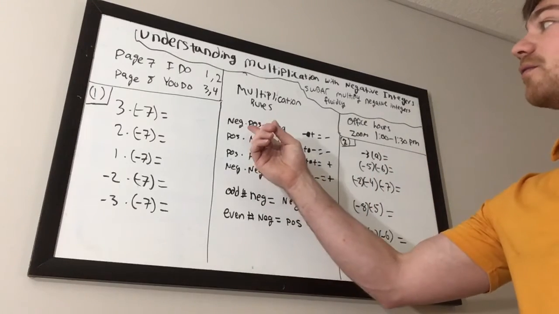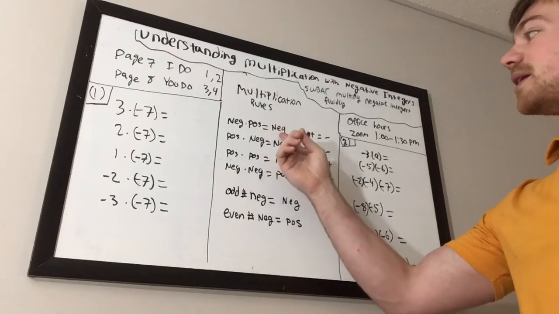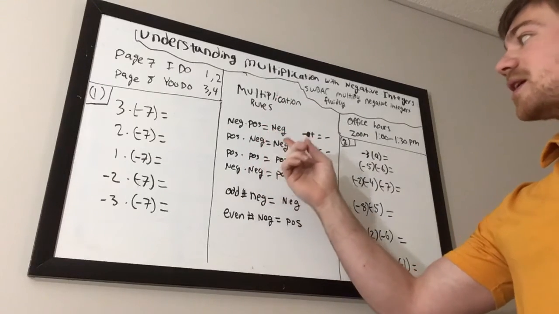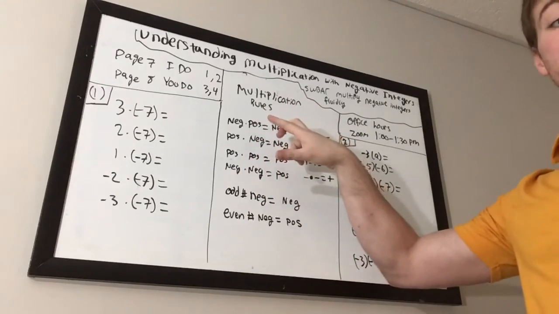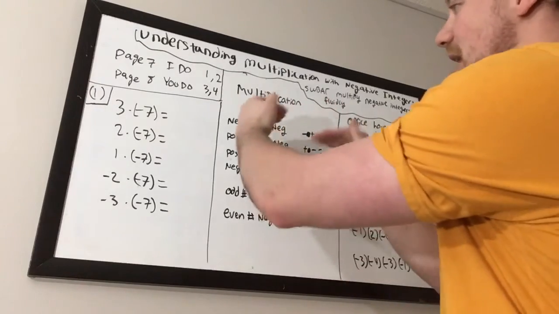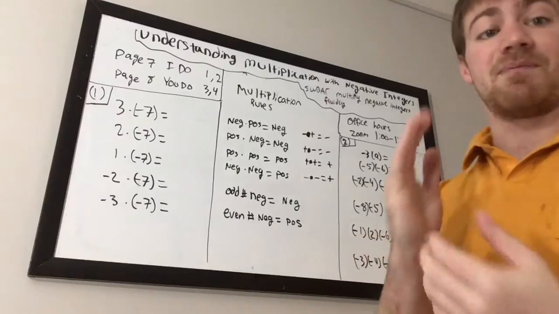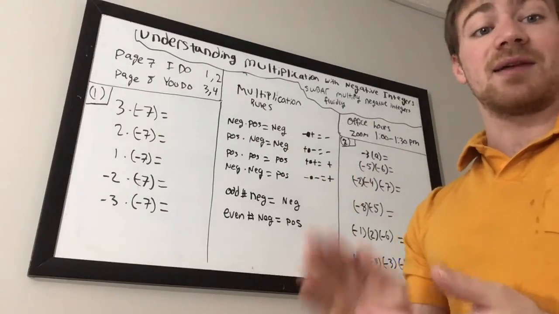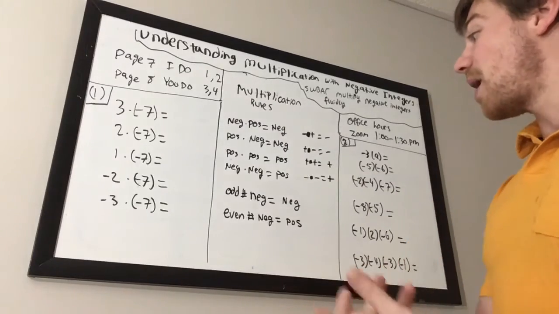So a negative times a positive is a negative. A positive times a negative is a negative. These two are the exact same thing. If you remember the commutative property, order does not matter, so they're the exact same thing. You should get the same answer. A positive times a positive is a positive. A negative times a negative is a positive.